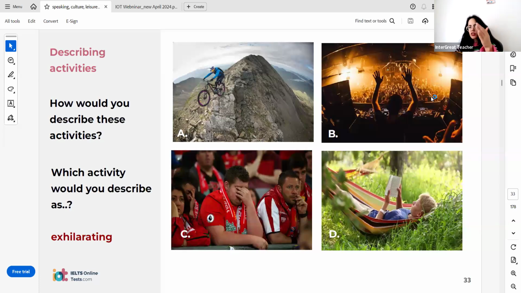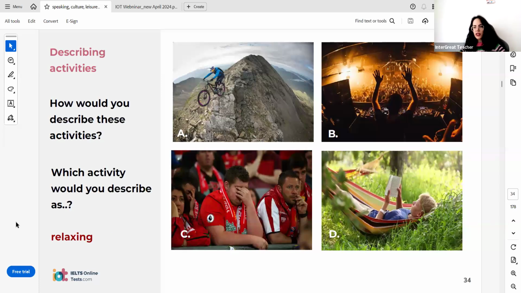Although C, if you're watching, I don't know, a football match and you're winning, that could also be exhilarating, but definitely that's not how they are feeling. And guys, remember that H is silent, so it is pronounced exhilarating without the H. And Mark, you can see it on the screen. Exhilarating. Okay, so we agree either A or B.